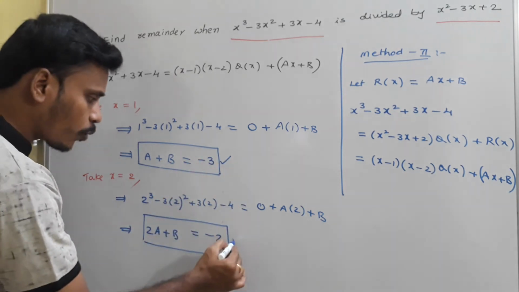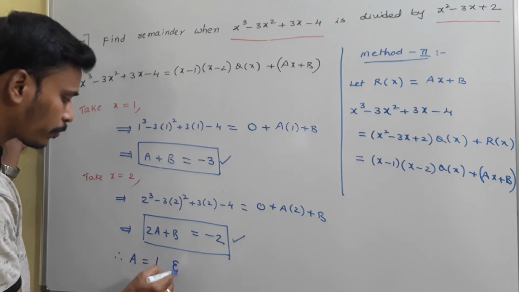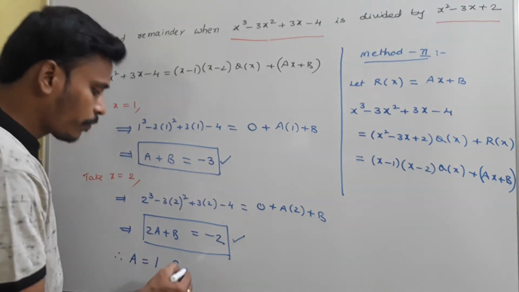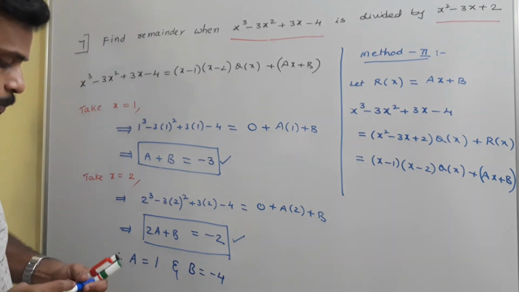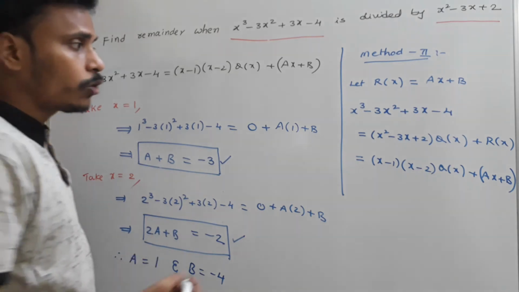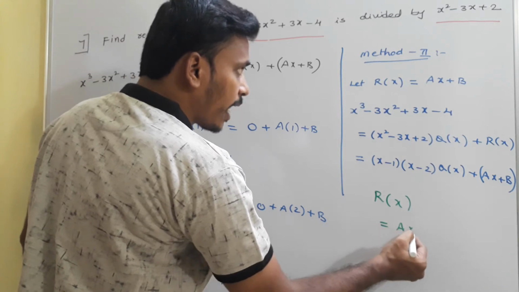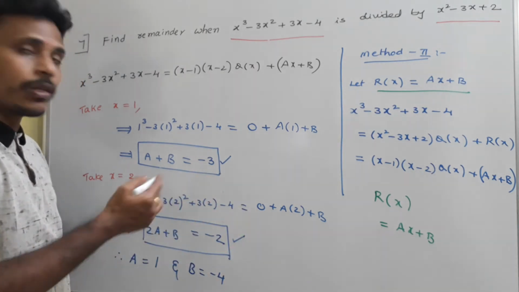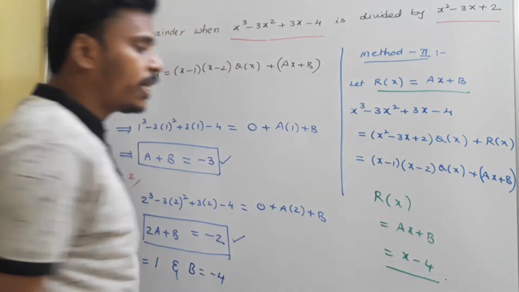So from these two it is very clear that when you solve, you will get that a is equal to 1. Whenever a is equal to 1, what do you say about the value of b? Replace a with 1 in any one of these equations, you will get that b is equal to minus 4. So a is equal to 1 and b is equal to minus 4. Finally, what to conclude about the remainder? So the remainder r of x is equal to ax plus b, we started with that. So replace a with 1, b with minus 4, you will get it as x minus 4. Finally, the remainder is what?